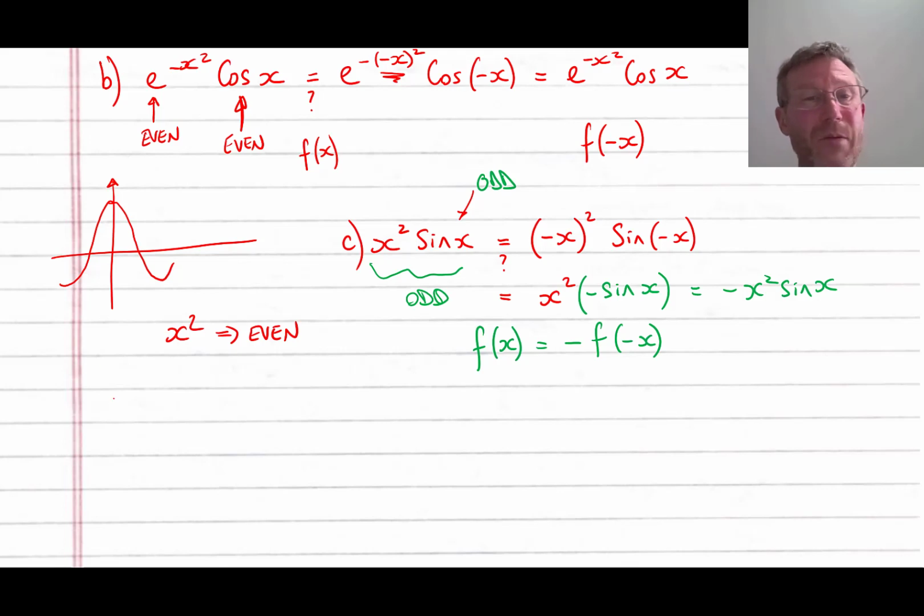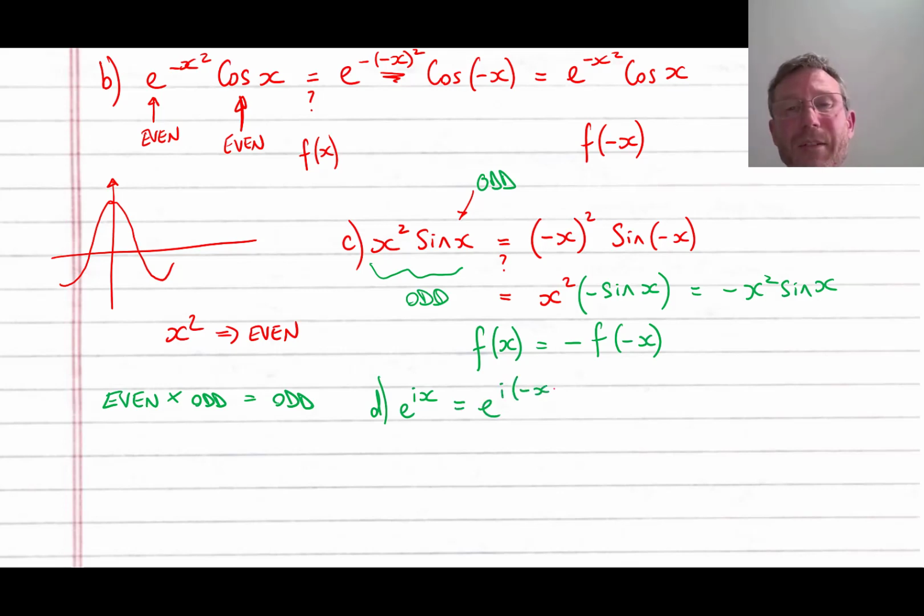And one of the key takeaways here is that an even function multiplied by an odd function is equal to an odd function. And last but not least, the final example given, we've got e to the ix, and we ask the question, is that equal to e to the minus ix?